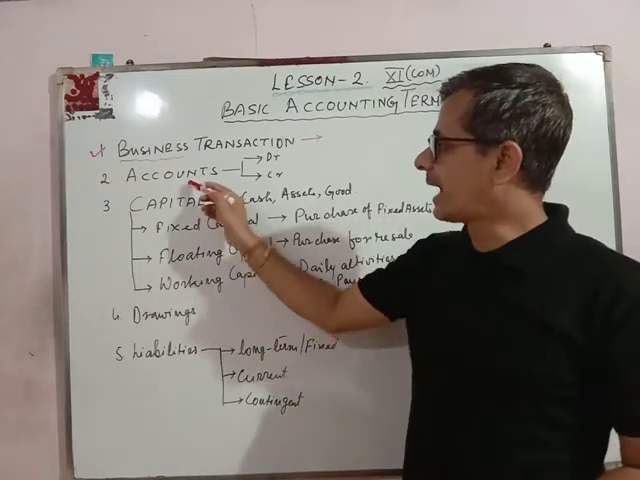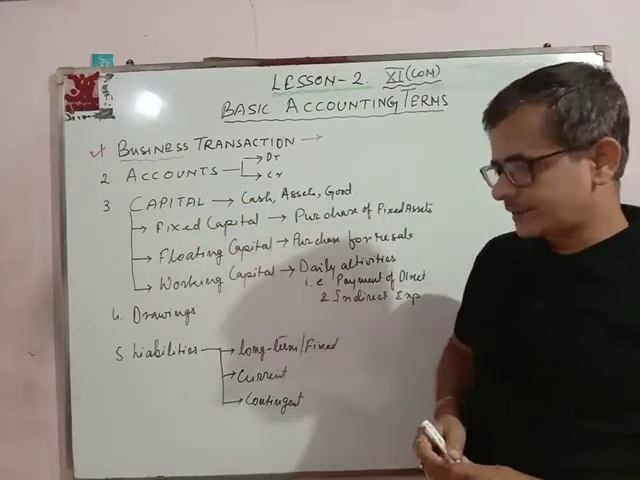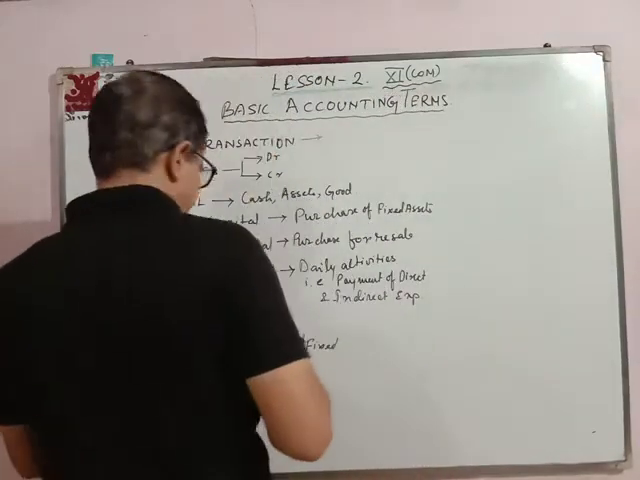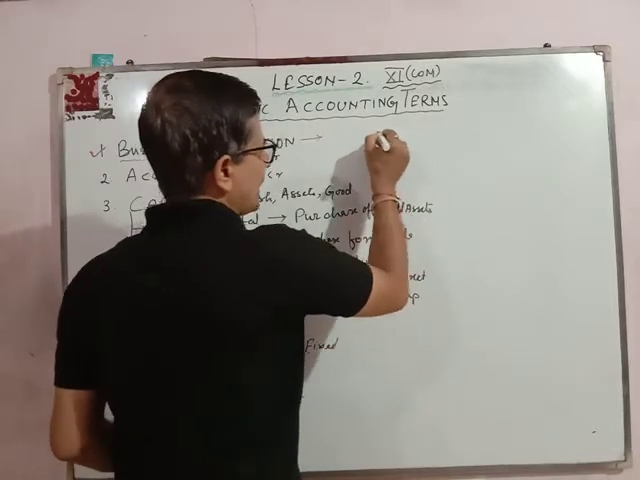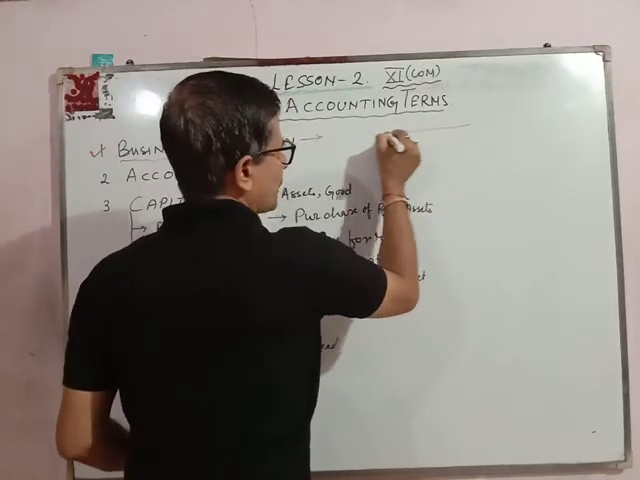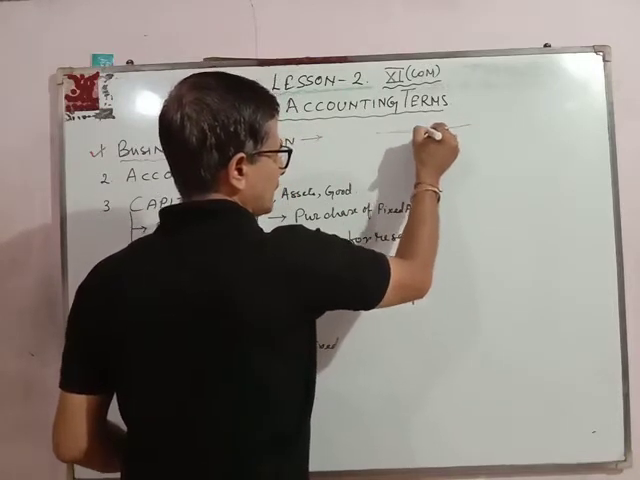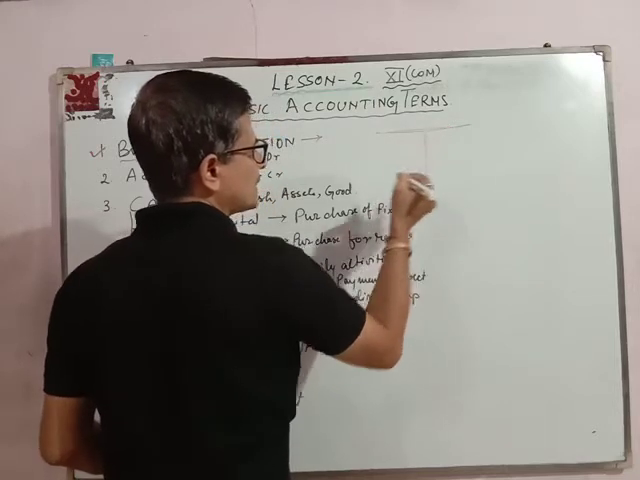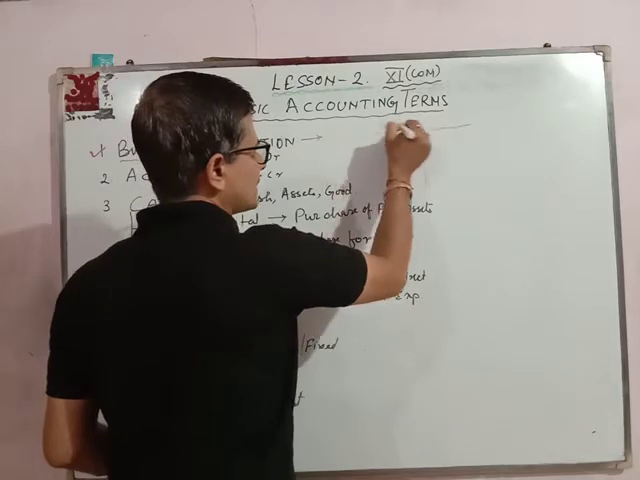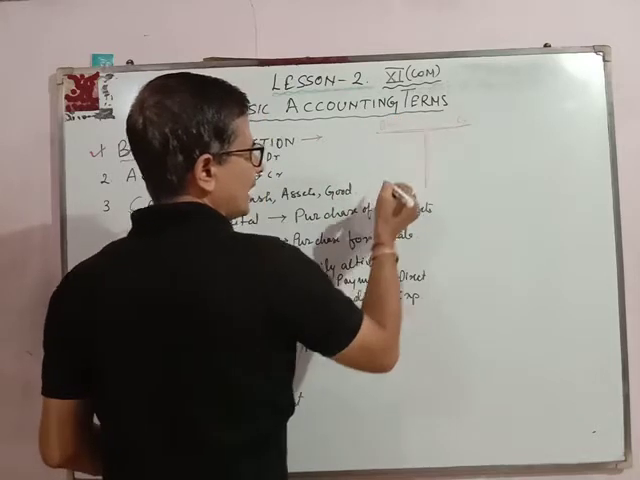Next is accounts. Now for accounts, I'll give you a very brief explanation. It is generally in the form of a T shape. This is the T, how we write it. So it is formed in this shape where there is a debit side and there is a credit side.